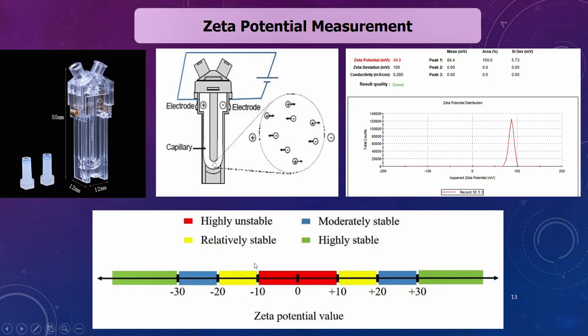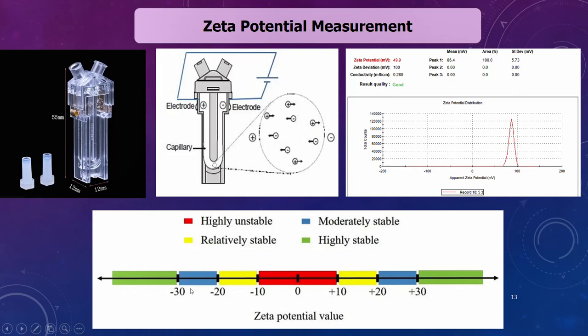If the zeta potential value comes between minus 10 to plus 10, it is highly unstable. That means you have prepared the nanoparticles and its zeta potential is coming between minus 10 to plus 10, then it will be changing its size or changing its surface charge meantime. After 2 days, we'll check the particle size. The particle size will have changed.